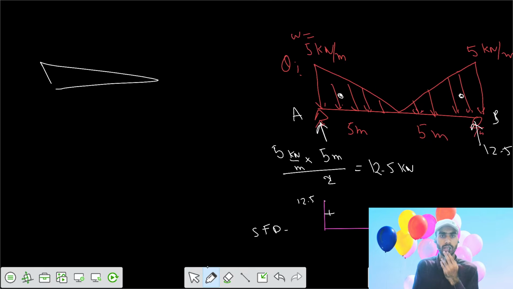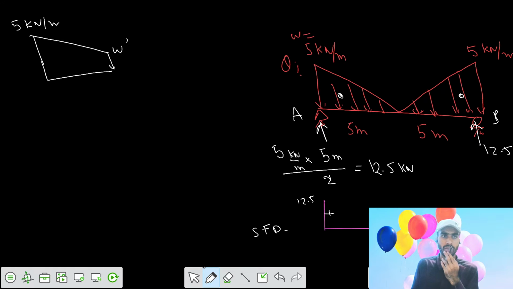Or we can calculate it by cutting the section. Let's cut the section at x such that the intensity here is W dash and intensity here is 5 kilonewton per meter.